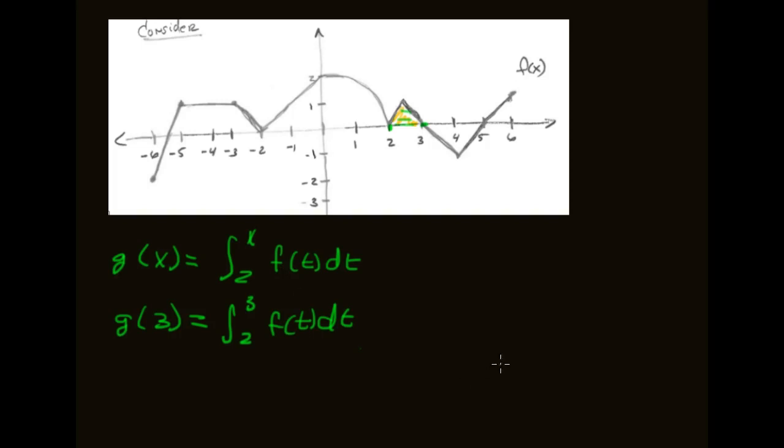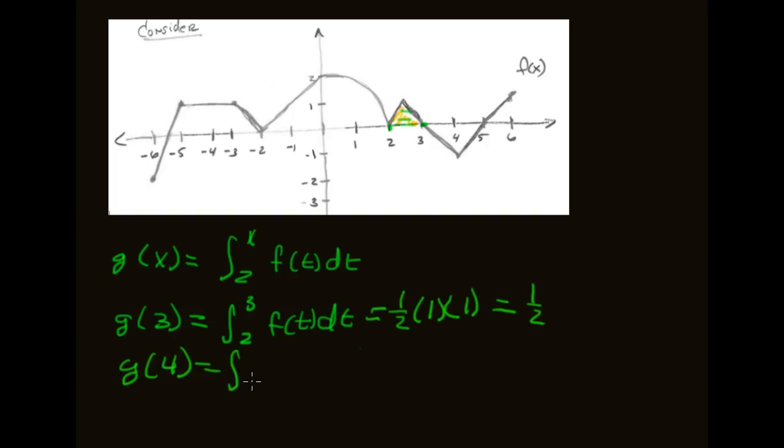Alright, so that area is a triangle, which is 1/2 its base, which is 1, times the height of that triangle, which is also 1, which means that g of 3 corresponds to 1 divided by 2, which is 1/2. Okay, so g of 3 corresponds to 1/2. g eats 3 and returns 1/2. Alright, so what if I had g of 4, right?